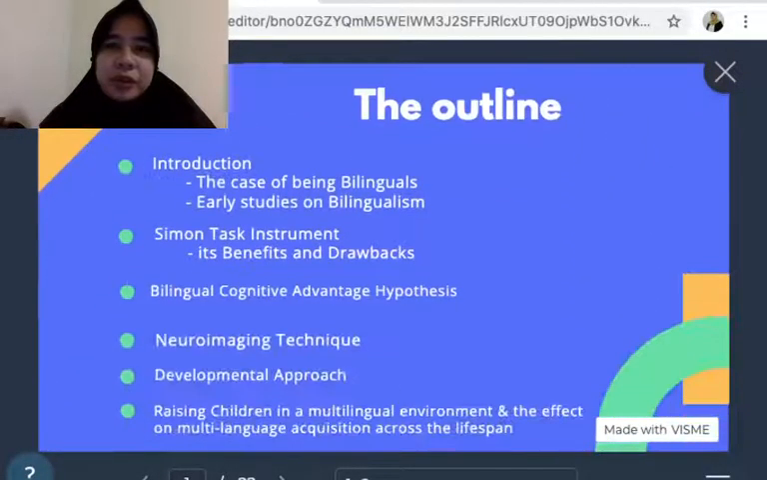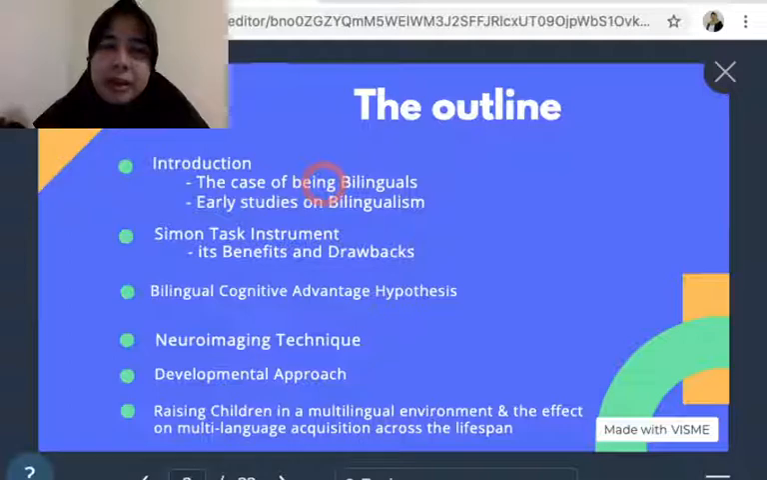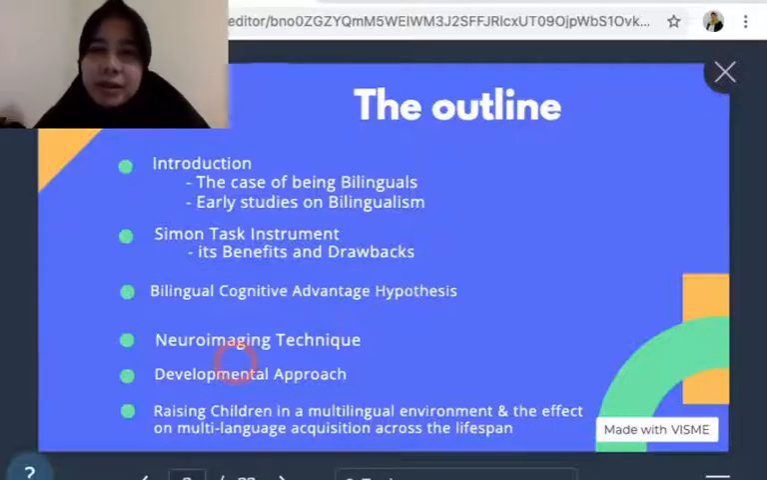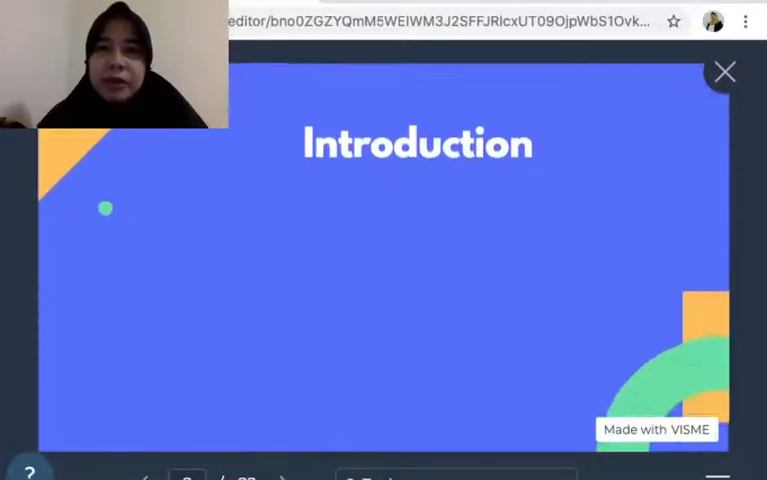Okay, now let's move on to the outline of this article. The first one is the introduction. It covers the background knowledge of the study and also some early studies on bilingualism. It also tells you about the Simon test instruments. This is one of the performance tasks in doing bilingual research, and also the bilingual cognitive advantage hypothesis. There are also neuroimaging techniques and the developmental approach that is proposed by the authors, and there will be some discussion regarding raising children in a multilingual environment and the effect on multi-language acquisition across the lifespan. Okay, now let's move on to the introduction, everyone.